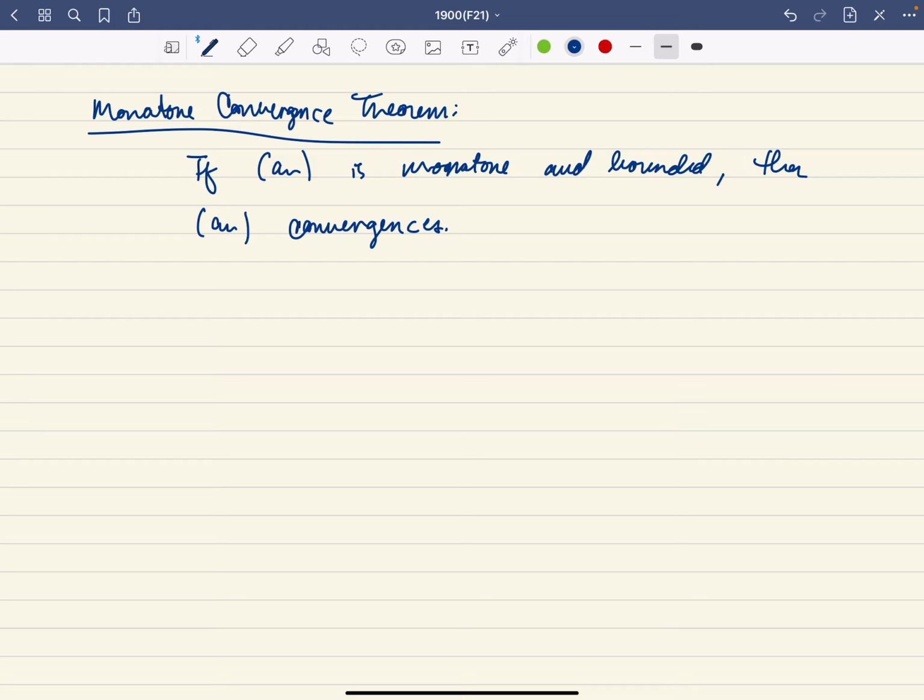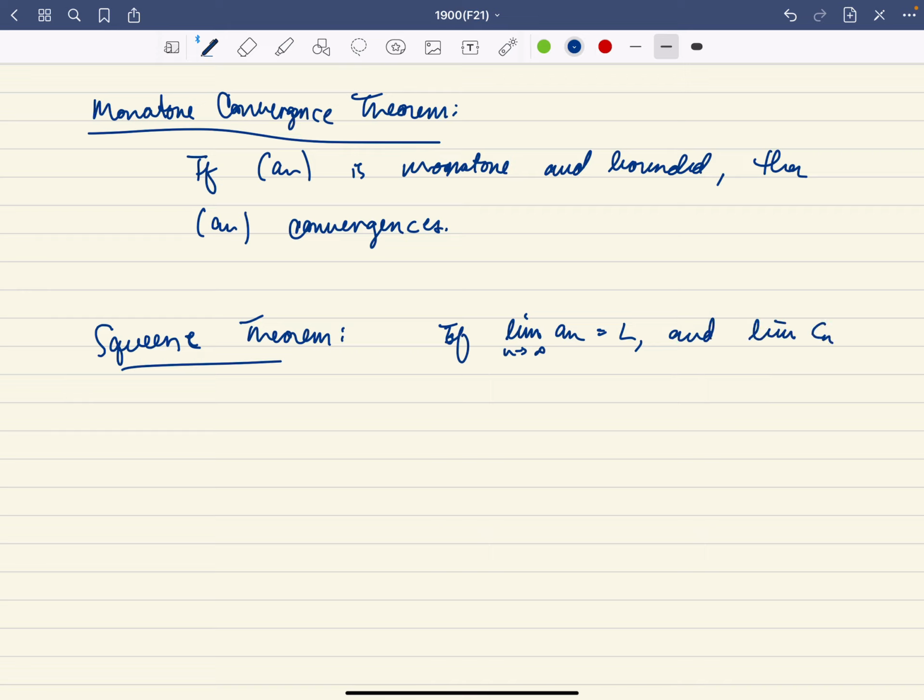The last thing I want to mention, sorry, I know I promised that the monotone convergence theorem was the last, is the squeeze theorem. The squeeze theorem is still true for sequences. So if the limit of a sub n is L, and that's also the limit of c sub n as n goes to infinity, and if a sub n is less than or equal to b sub n is less than or equal to c sub n, then b sub n also must converge to L. Okay, basically the same idea as before. This is also true for sequences. All right, that's enough for now.